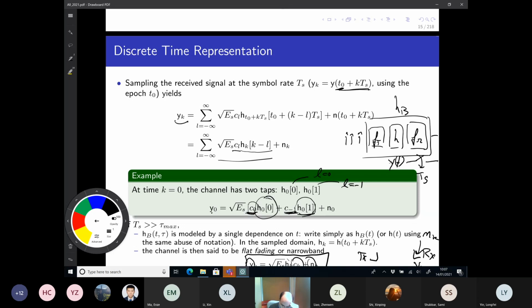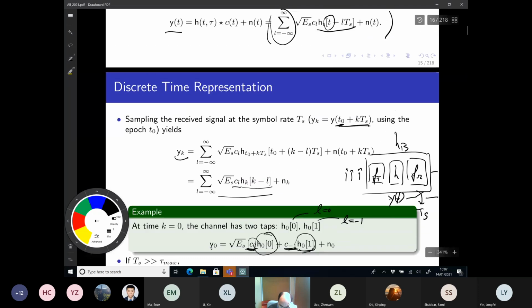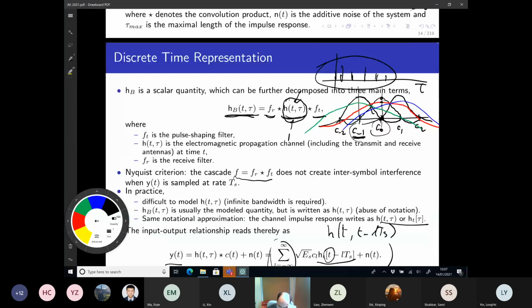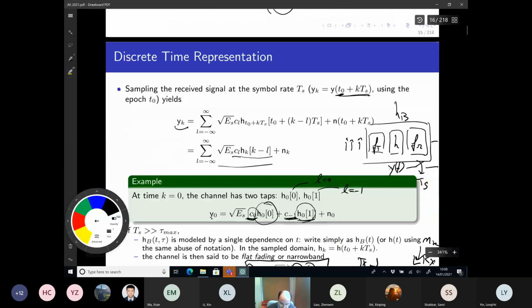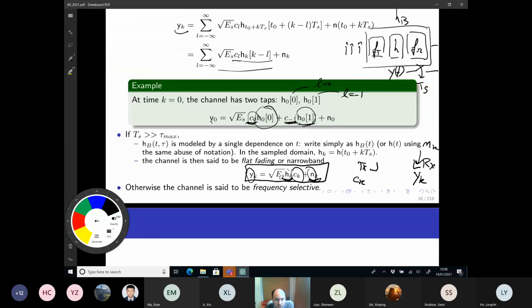Right. So this mathematical representation is actually the same as what we had here. If I'm sampling at time 0 here, I will be corrupted by the symbols C-1 and C1 because the blue one and the green one here do not pass through 0 here. That's what it says, right? Visually. Right, so when does this happen?